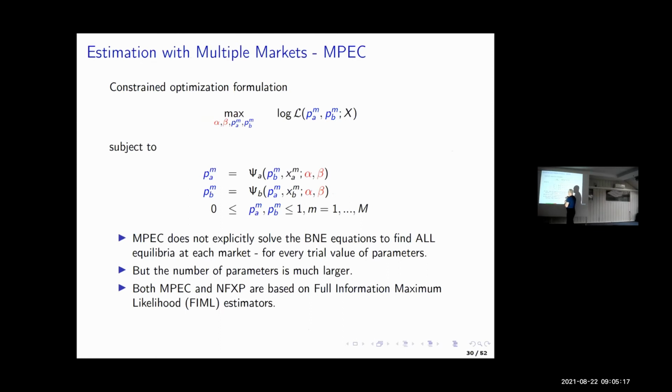So you can also do MPEC. MPEC does not explicitly solve the Bayesian-Nash equilibrium equation to find all the equilibria at each market for every trial value of parameters. It just has to be an equilibrium at the end, and it needs to maximize the likelihood, including searching over the optimal selection of equilibrium in some sense, the equilibrium that was most consistent with the data. So both of these approaches are implementing the same estimator. It's maximum likelihood, just two different algorithms.